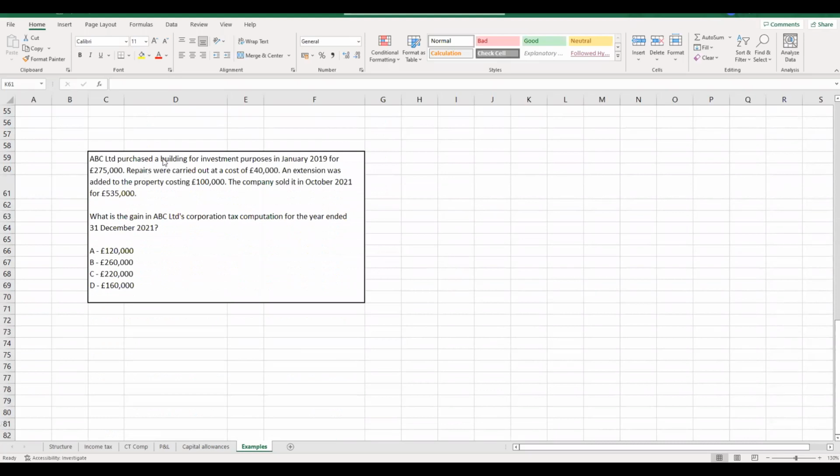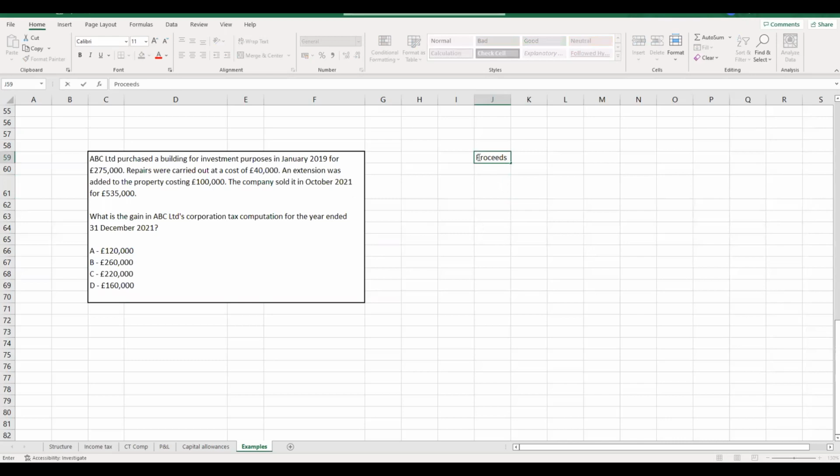ABC Limited purchased a building for investment purposes in January 2019 for £275,000. Repairs were carried out at a cost of £40,000. An extension was added to the property costing £100,000. And finally, the company sold it in October 2021 for £535,000. The question is, what is the gain in ABC Limited's corporation tax computation for the year ended 31st of December 2021?